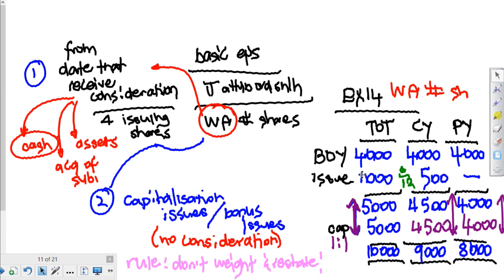Okay, let's have a look. We start the year on 4. Halfway through the year, I issued 1 for cash. I must weight it according to that date. They didn't give us any other dates. We have to go with that date.